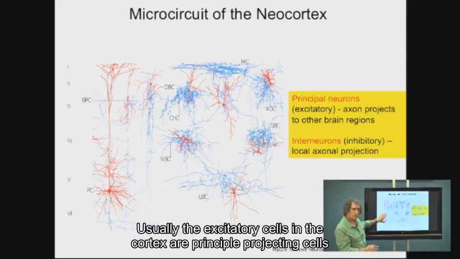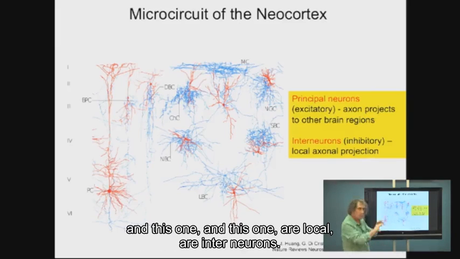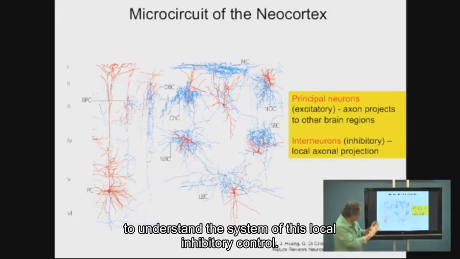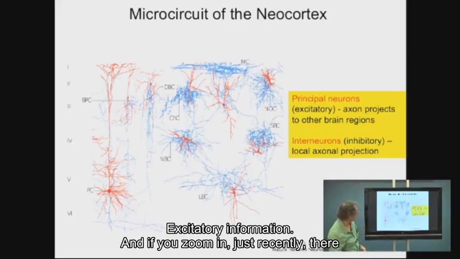Usually the excitatory cells in the cortex are principal cells projecting outside of this region, and the inhibitory population, this one and this one and this one, are local interneurons. So principals versus interneurons. This is an important classification to try to understand the system of local inhibitory control and, more globally, sending excitatory information to other regions.